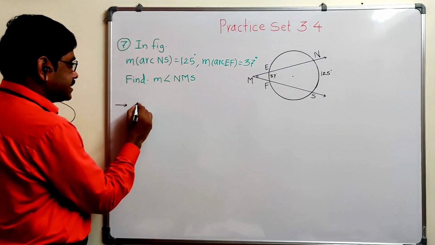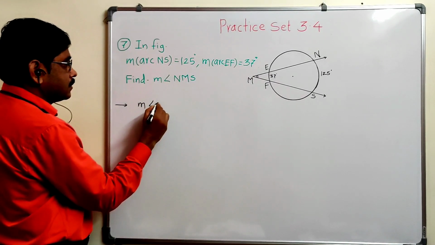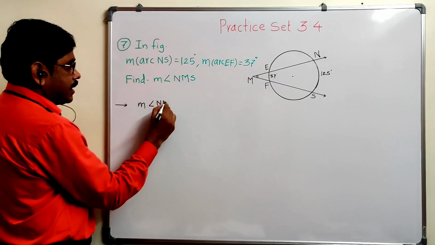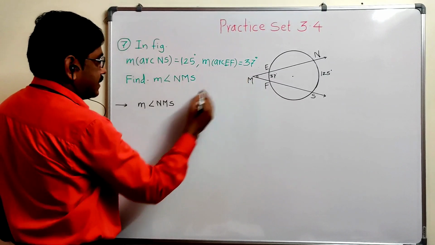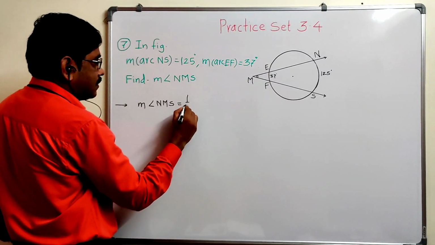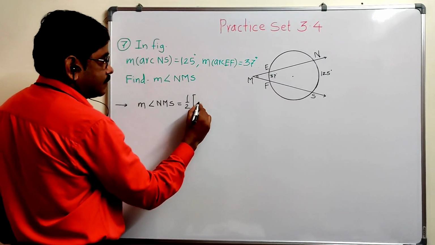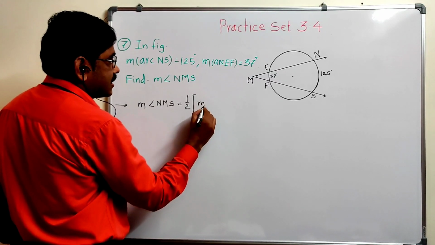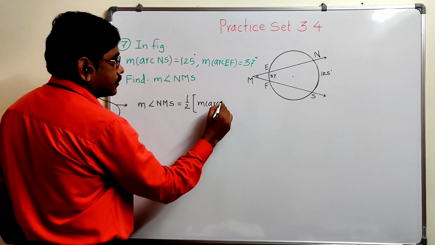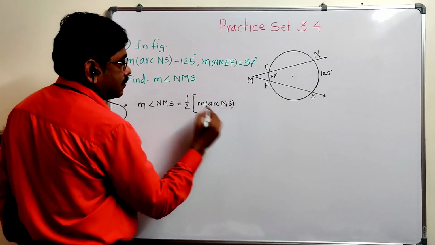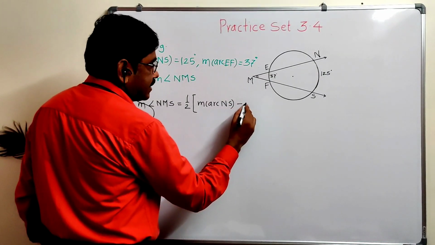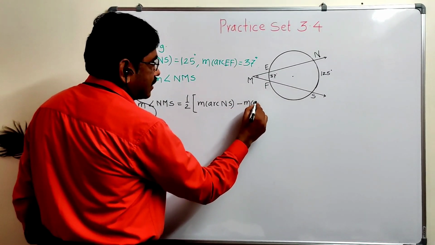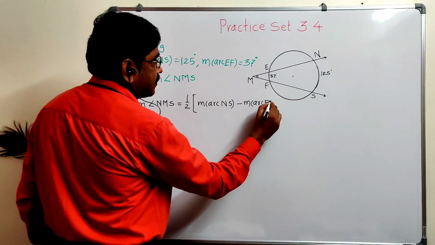So measure of angle NMS, means this one, is equal to half into bracket major arc NS, that is larger arc, minus major arc EF, which is smaller arc.